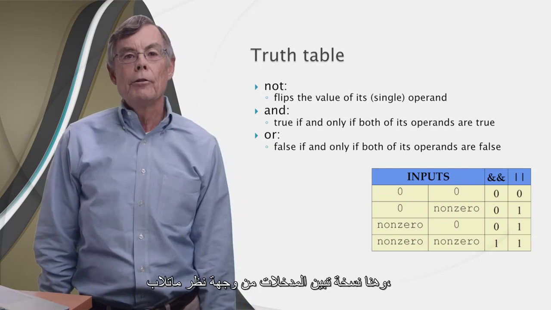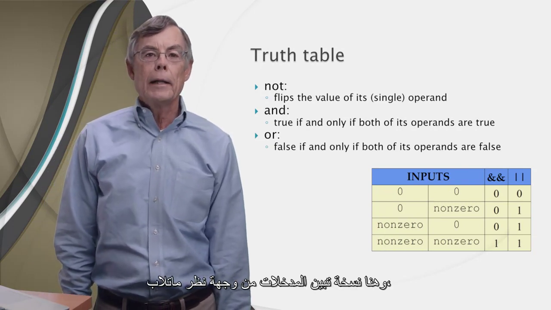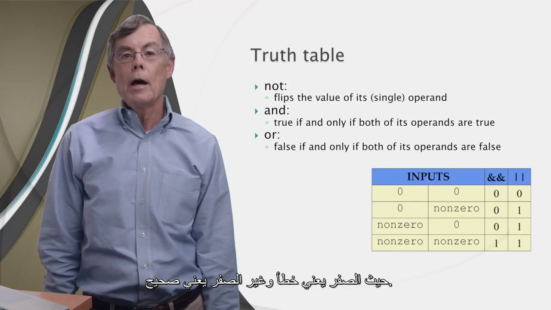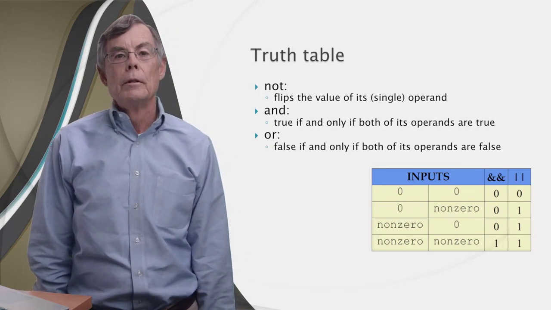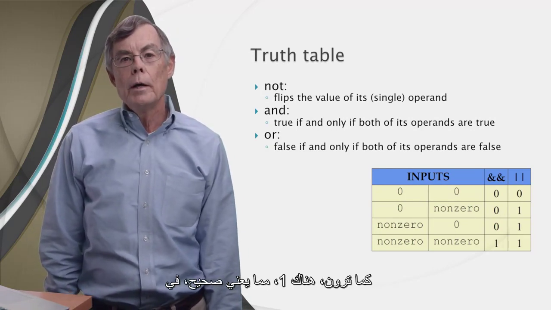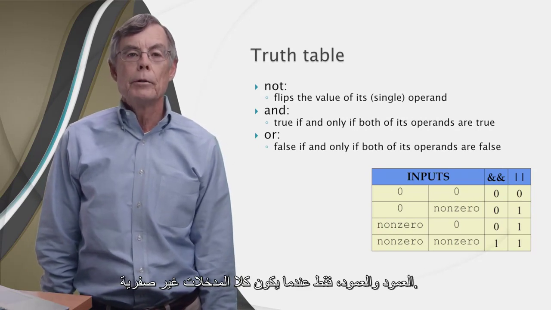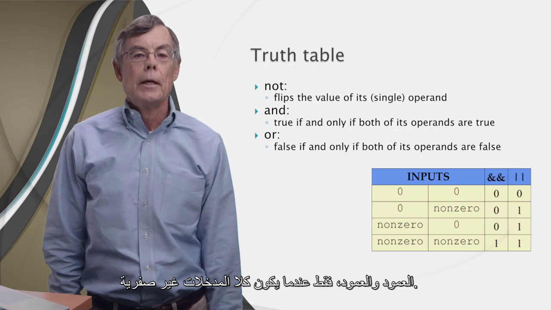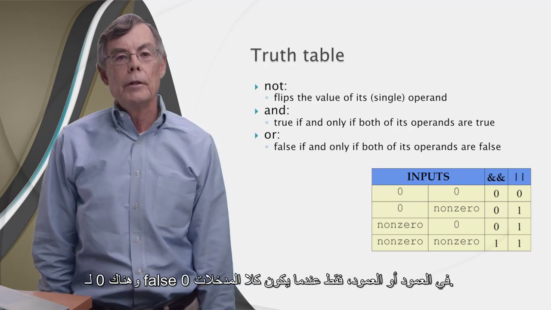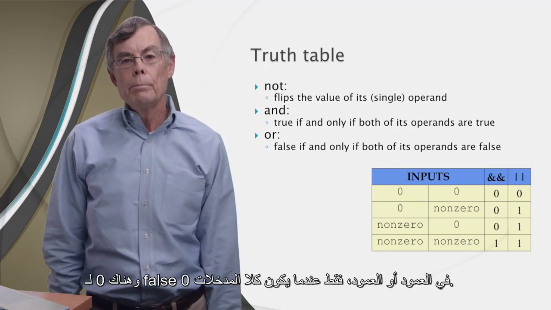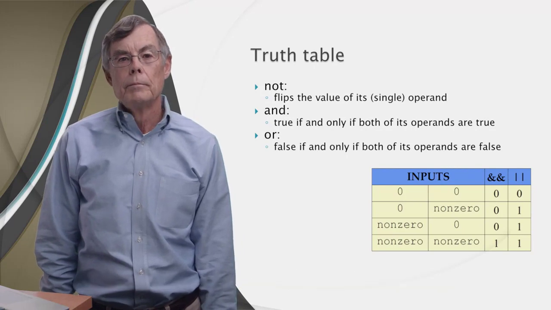And here's a version showing the inputs from the standpoint of MATLAB, where 0 means false and non-zero means true. As you can see, there's a 1, which means true, in the AND column, only when both inputs are non-zero. And there's a 0 for false in the OR column, only when both inputs are 0.